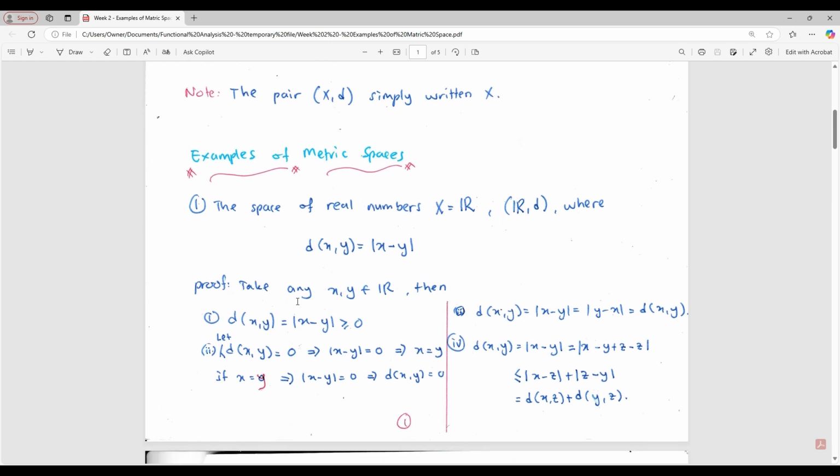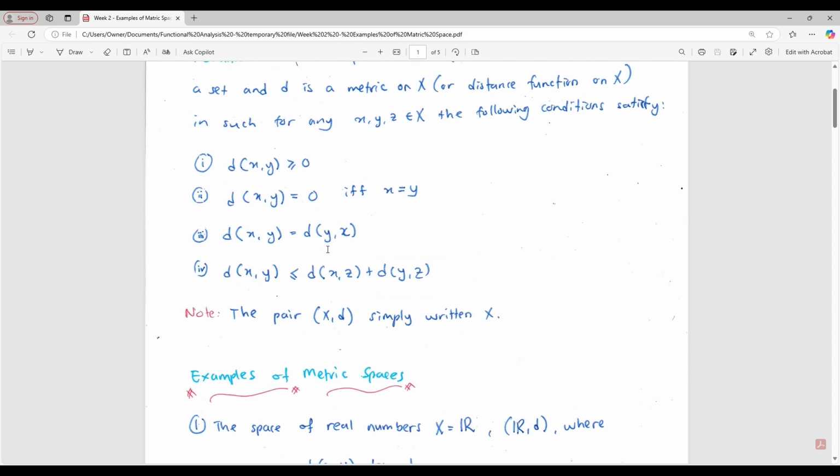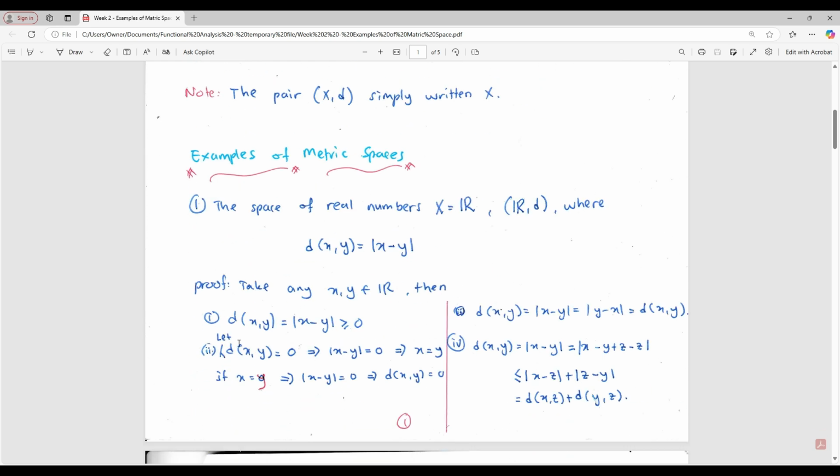Okay, so in order to show that the space R with d here is a metric space, we need to show it satisfies all four properties. The first property is that the metric defined must be nonnegative. Here we are defining the metric by using the absolute value. Based on the definition of absolute value, we know that it is nonnegative. Therefore, the first property is satisfied.